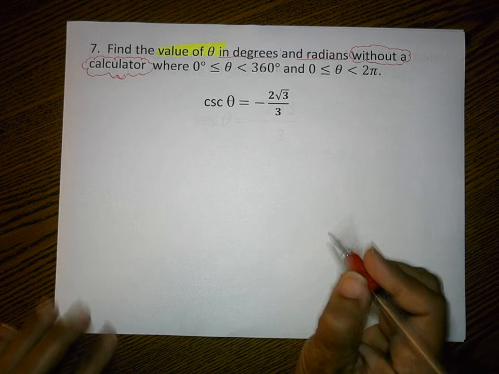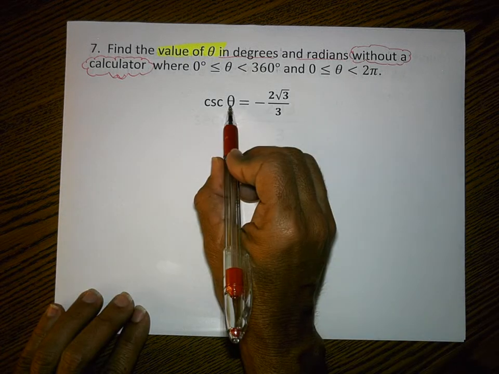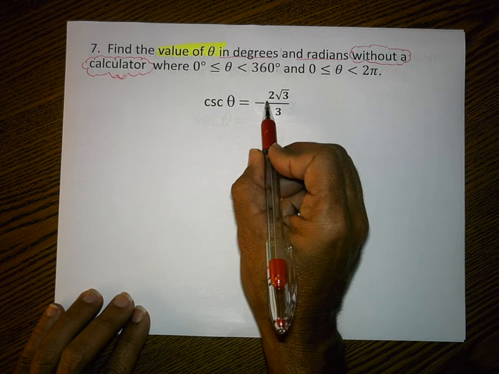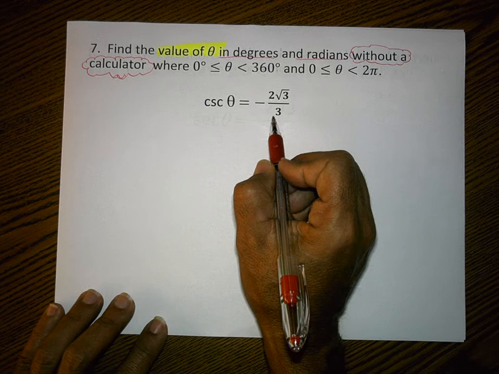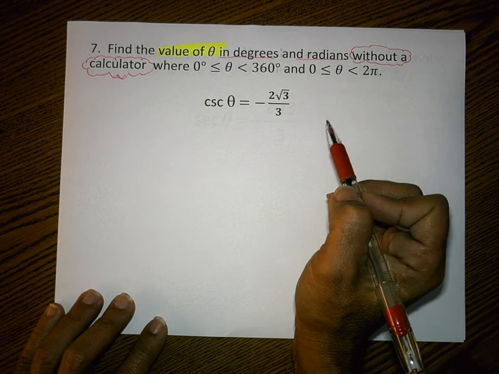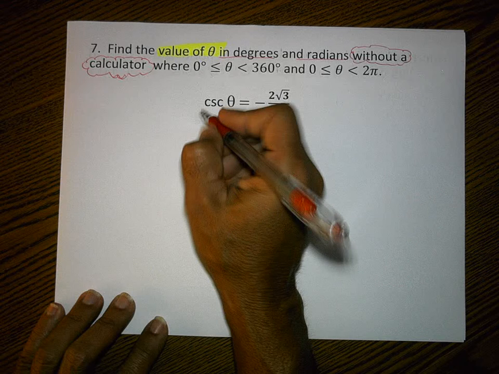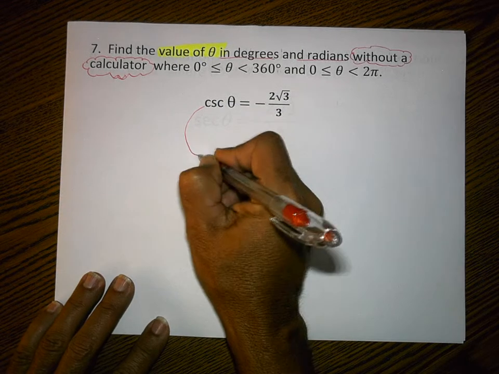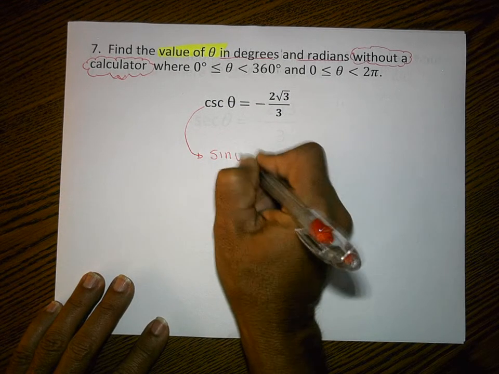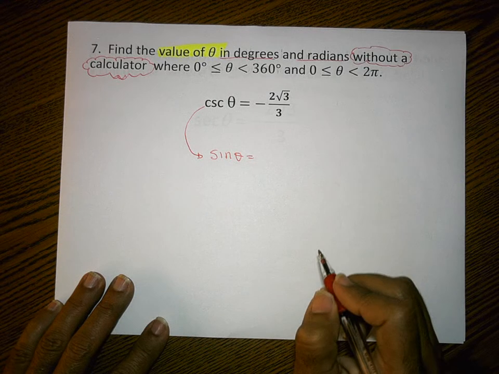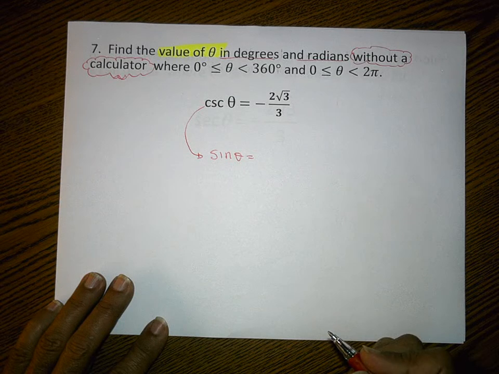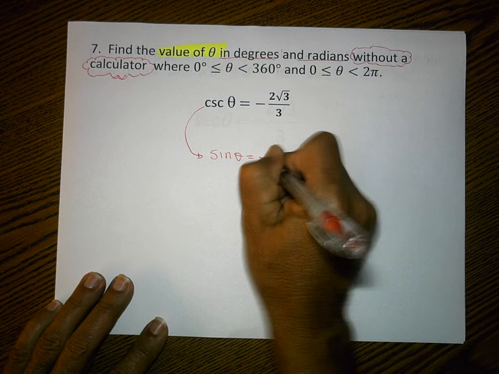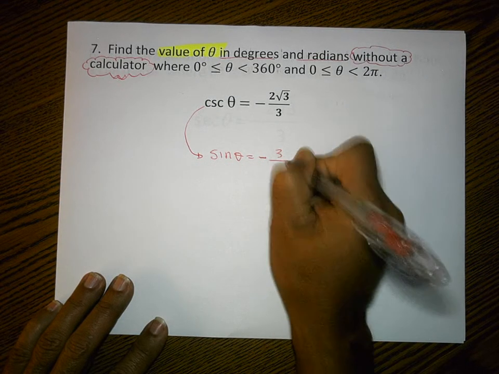So the cosecant of this angle is -2 root 3 over 3. Well, it's really hard to find an angle with only this piece of information. Not really. The cosecant is related to the sine. So all I have to do is flip this fraction, and I'll figure out what the sine is. -3 over 2 root 3.